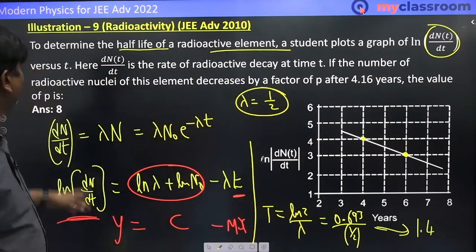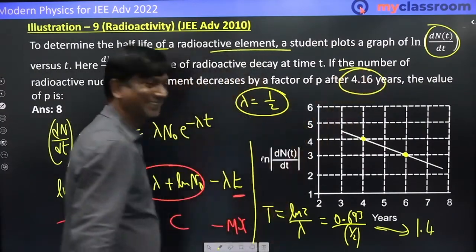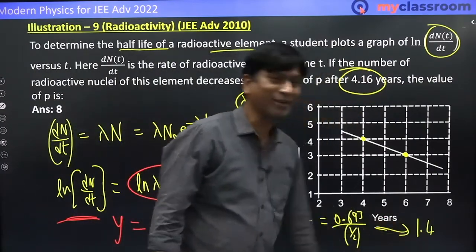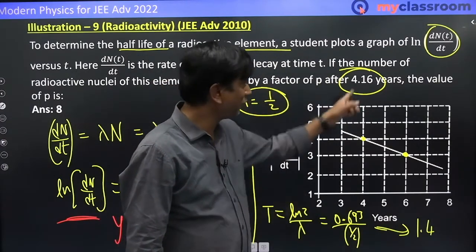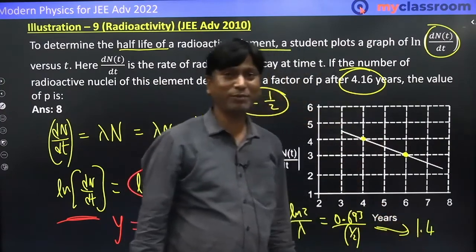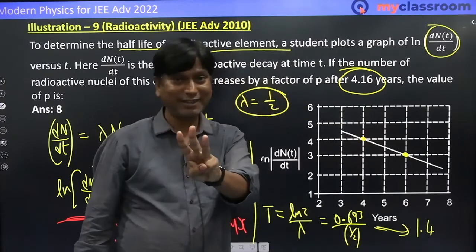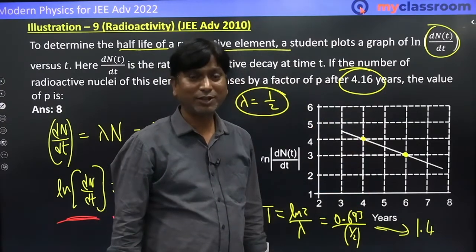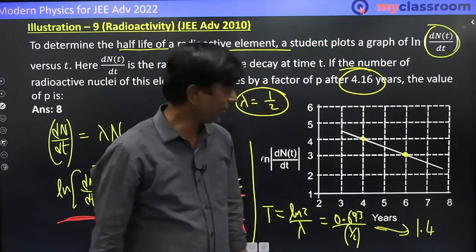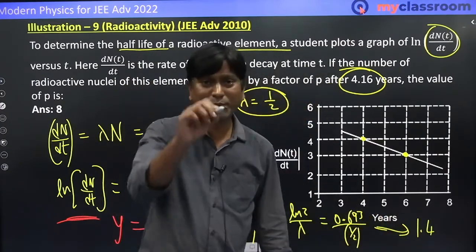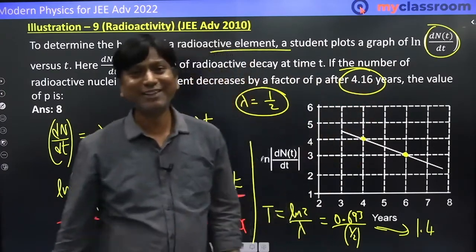Now they are asking: if the number of radioactive nuclei of this element decreases by a factor P after 4.16. Actually, half-life is 1.4, slightly less. Okay, that's understood. So 4.16 means how many times of 1.4? Assume that this is 4.2. So 1.4 into 3 gives you 4.2. That means how many half-lives? 3 half-lives. And already I told you it is slightly less than 1.4. If you multiply with 3, you get less than 4.2. That's why you are getting 4.16.